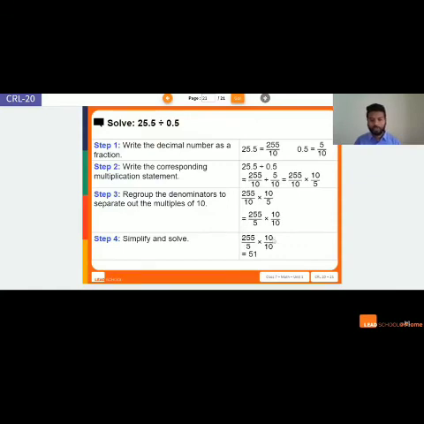Simplify and solve. Right? 10 and 10 will be gone. 255 divided by 5 will be 51. If you observe, the steps still remain the same. Only the first step, now initially we used to convert only the decimal number to fraction. Now we are converting even the divisor into fraction because even that is a decimal number.